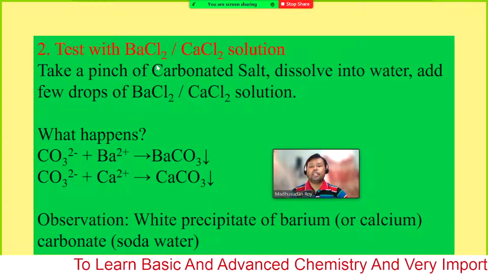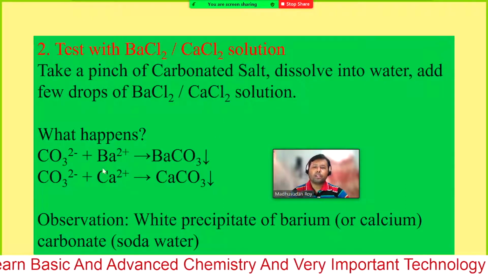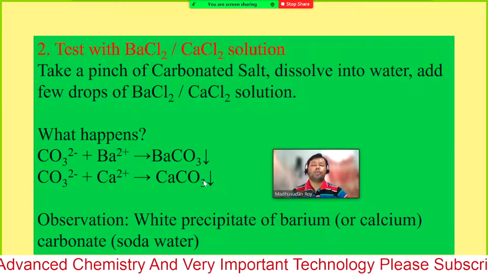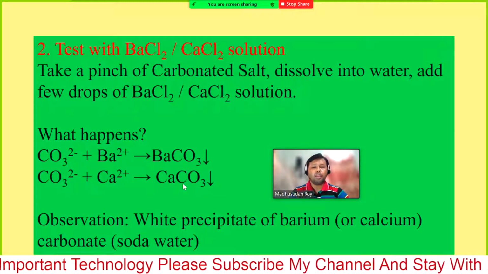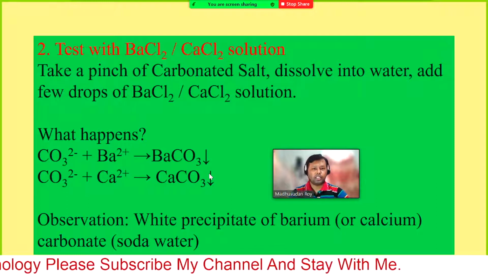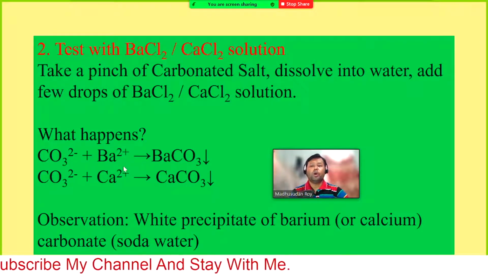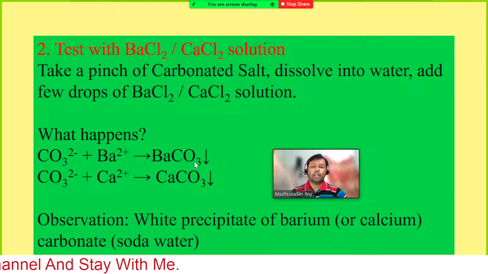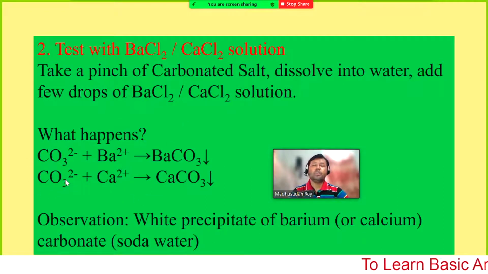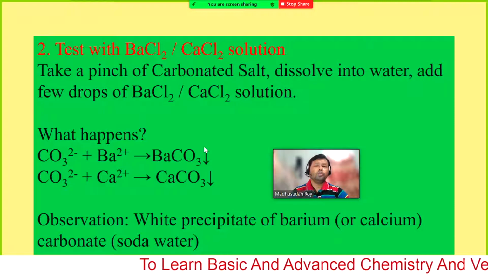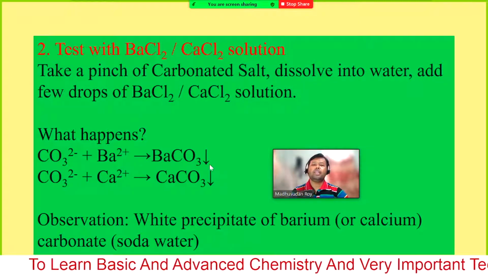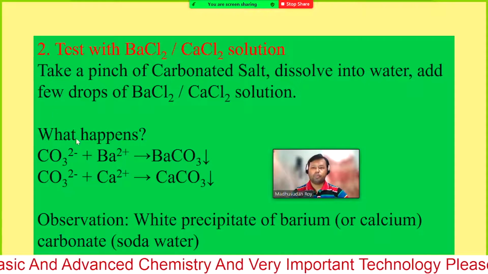That means if you add barium chloride, you will get barium carbonate, or if you add calcium chloride, you will get calcium carbonate. Both of them are white and insoluble, therefore you will get a white precipitate in the solution. So if you observe the white precipitate of barium carbonate or calcium carbonate after addition of barium chloride or calcium chloride, then you can confirm the presence of carbonate in your sample. That is very simple.